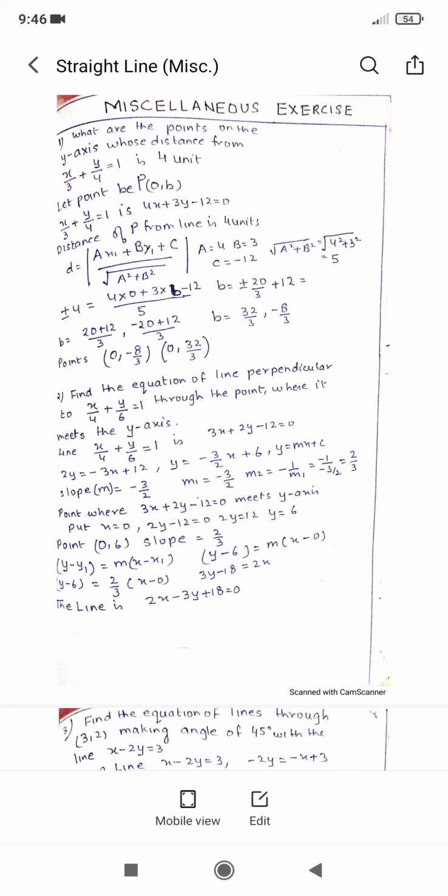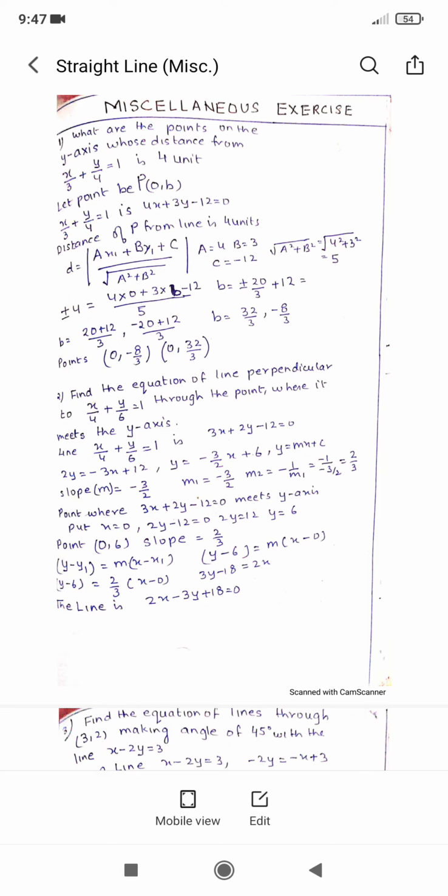negative 4. So the points on the y-axis whose distance from x/3 + y/4 = 1 is 4 units are (0, -8/3) and (0, 32/3).